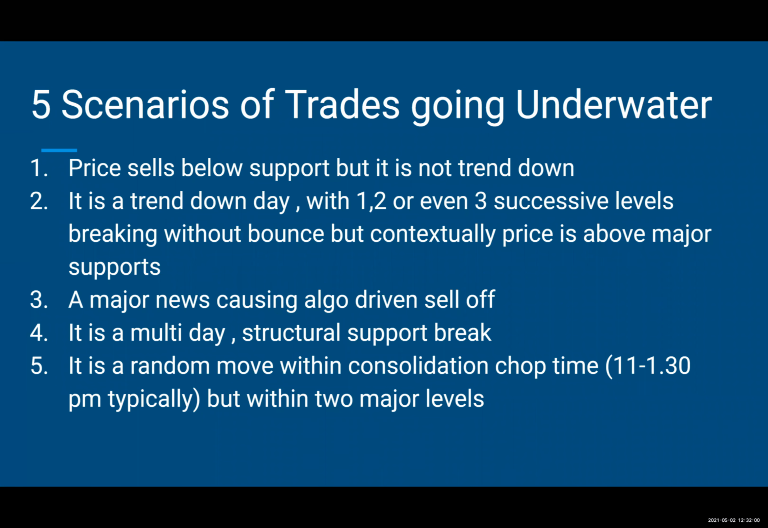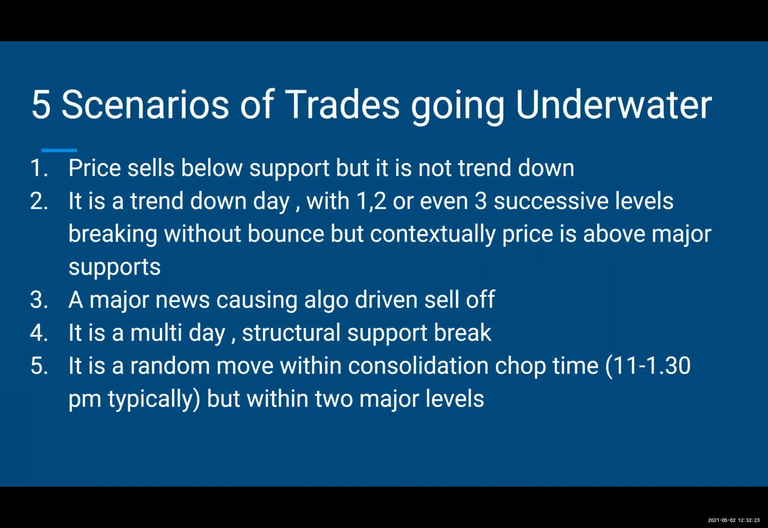So one is that price sells below support, but it is not a trend down day. Not every day is a straight trend down that sells 200 NQ points. That does not happen all the time, right? So let's just say that it went below support, like what happened on Friday. The support was 884, it went down to 854. So that's one type of scenario.